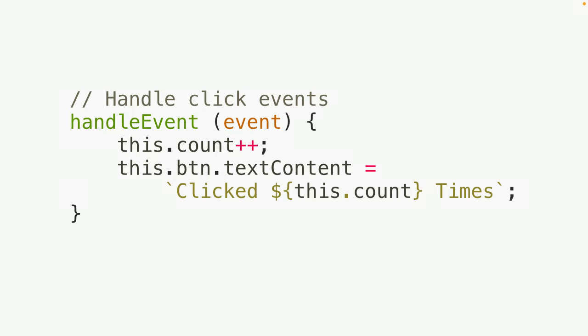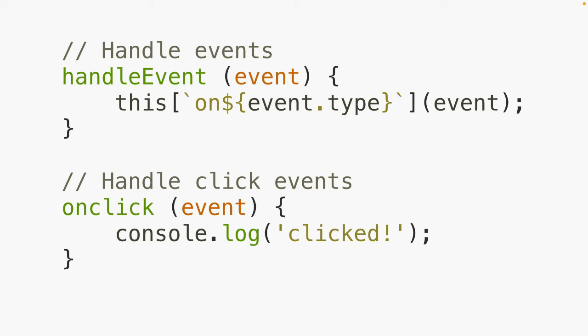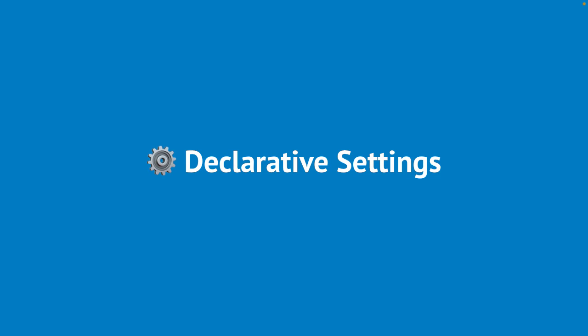Here, I am increasing the count by one and then updating the text in our button whenever that click event fires. If you need to listen to more than one event type, you can also create on methods in your class for each of the different event types, and then use the handleEvent method to automatically route events to them. It's really, really handy if you have a more complex component with a lot of different things going on.